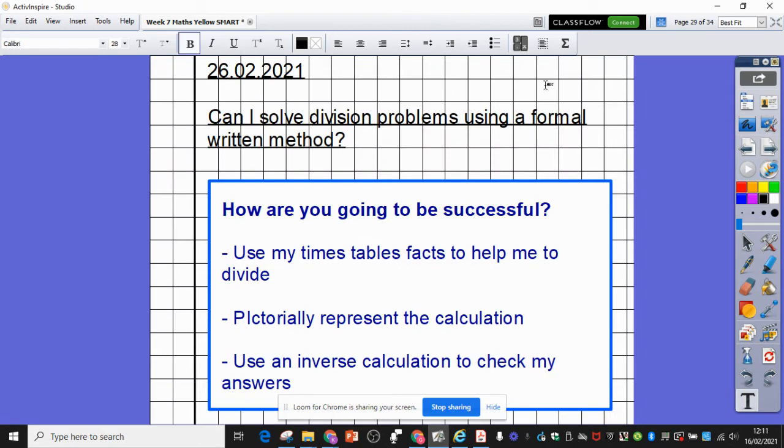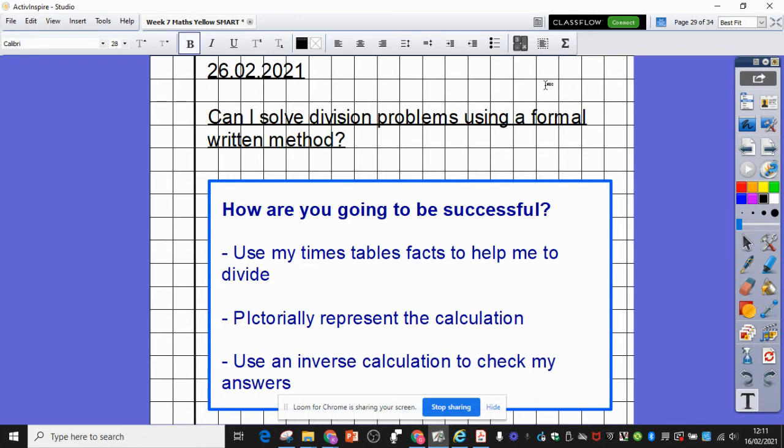So again, as I've said to you, today is Friday. We are continuing with the theme of the week where we are solving division problems using a formal written method. So you know by now that it's really important to use your times table facts to help you to divide. And I know that many of you have been using 5, 10, Derive to write your times tables down on the side of your piece of paper so that you have got them in front of you.